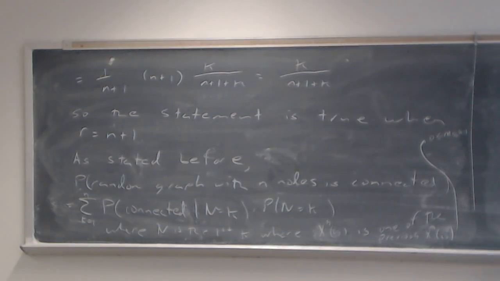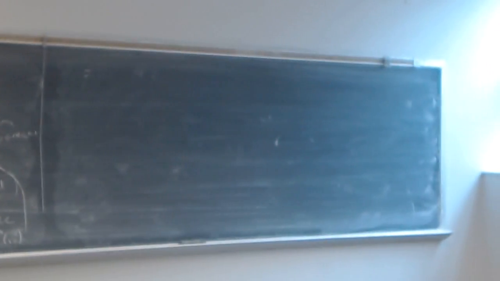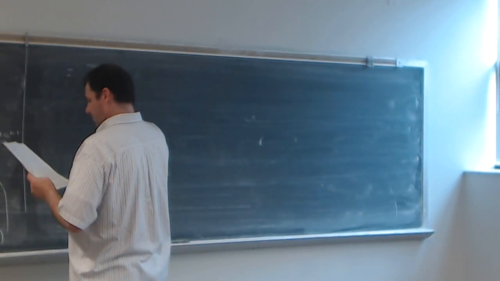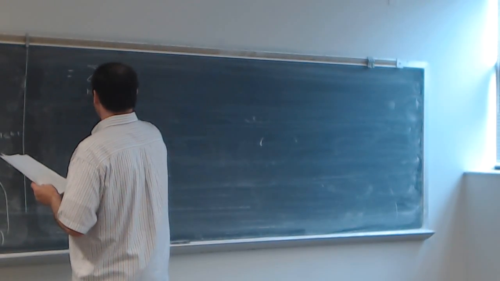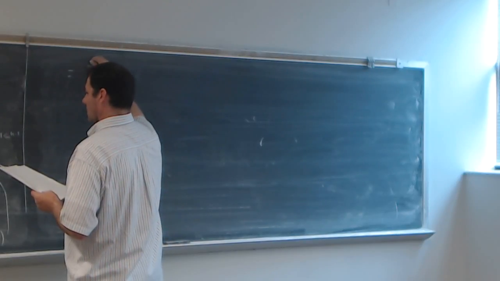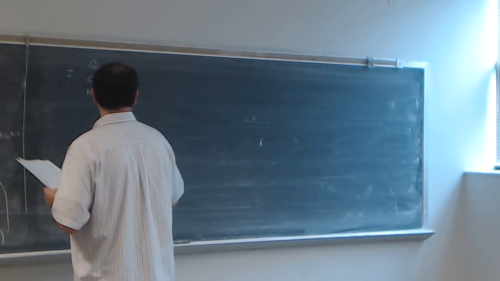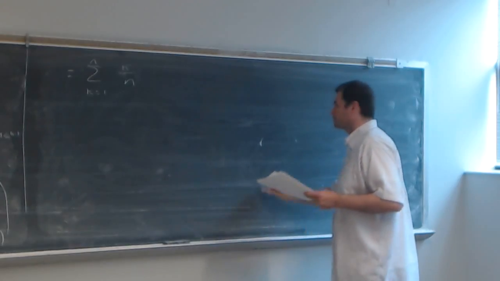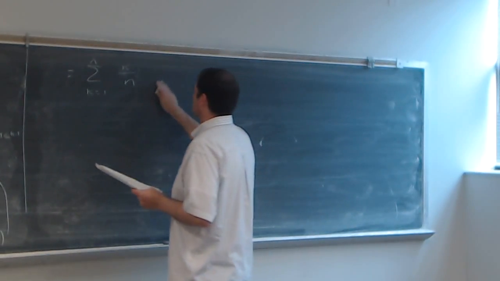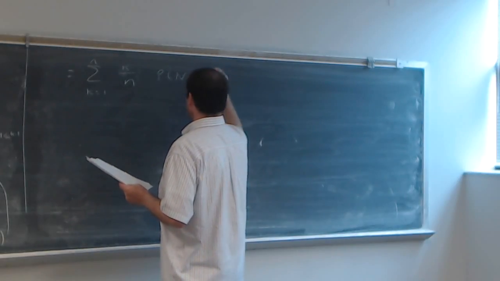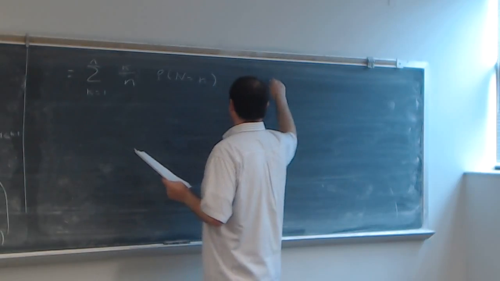Should be equal to. All right. So this is equal to the sum, as k runs from 1 to n, of k over n, okay, that's by our lemma, times the probability that n is equal to k. That's by the lemma.